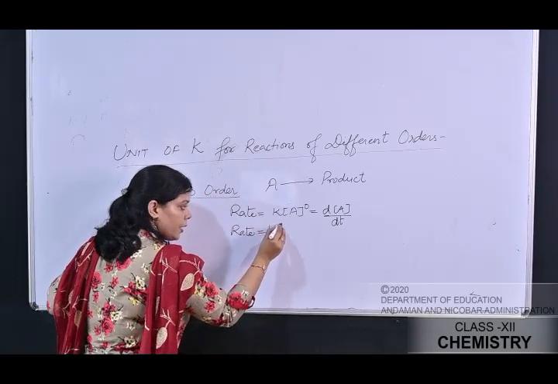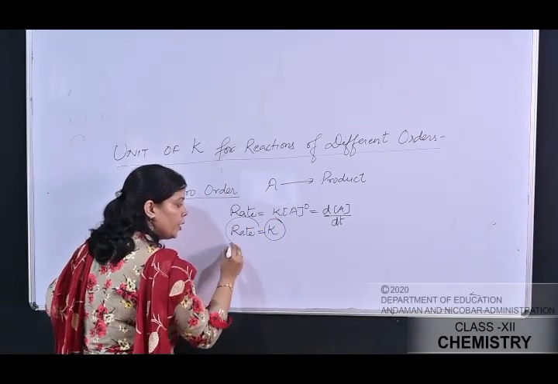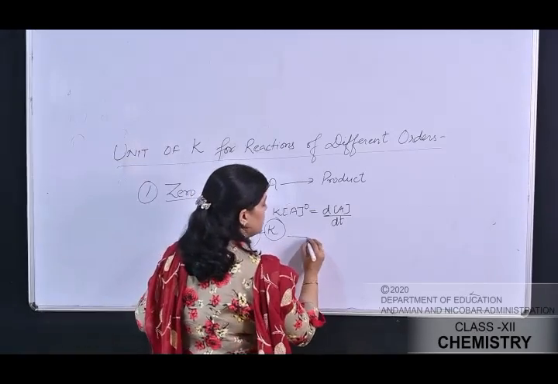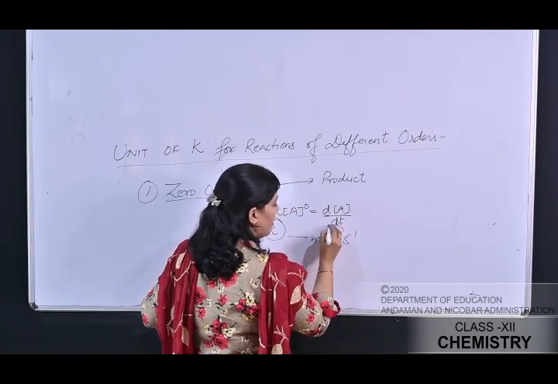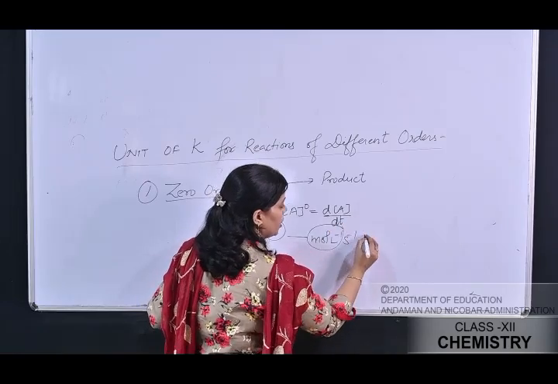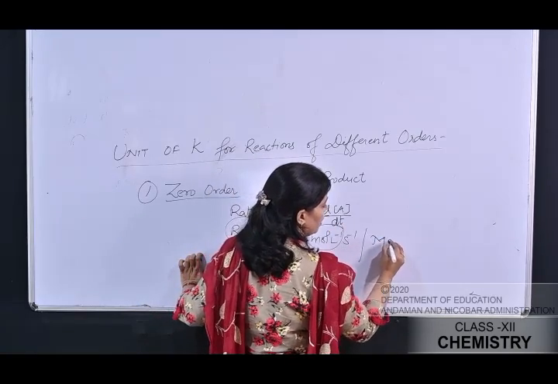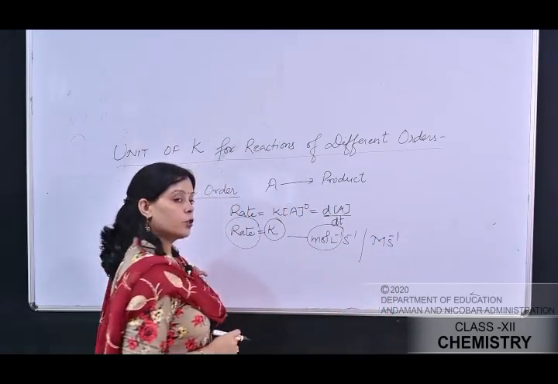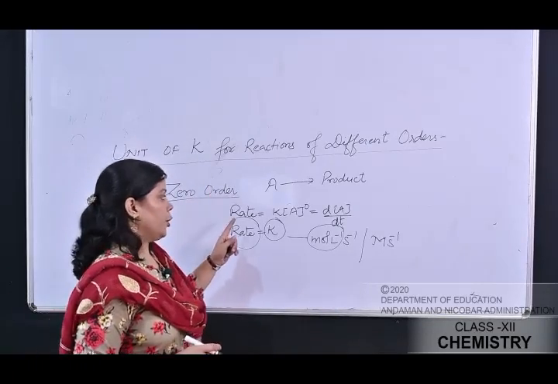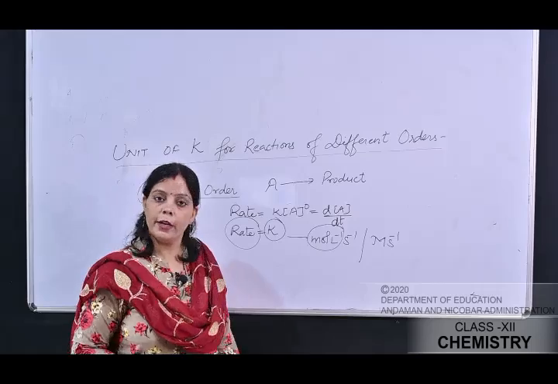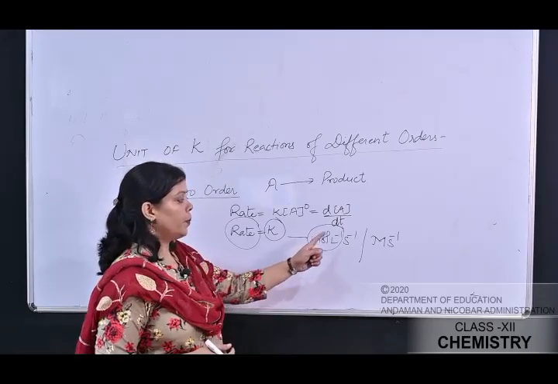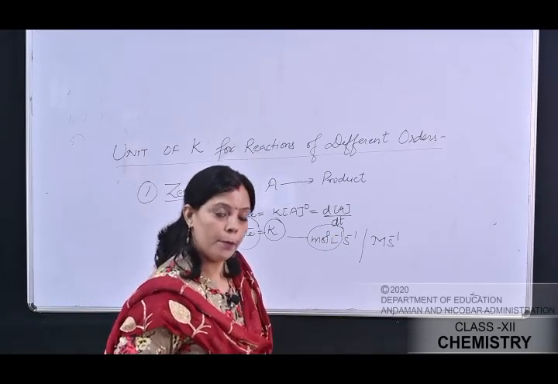It means the rate constant has the unit of rate of the reaction, which is mole per liter per second, or we can write mole per liter as molar. So we can write molar per second. So for the zero order reaction, the unit of rate constant is equal to the unit of rate of the reaction, that is mole per liter per second or molar per second.